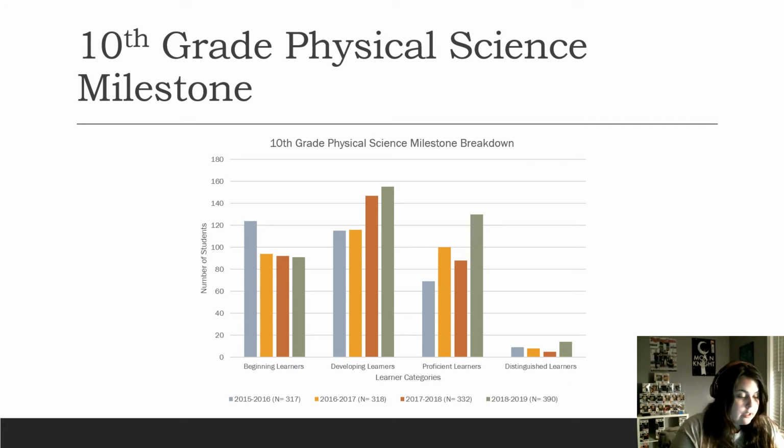We've had a decrease in beginning learners, which is a good thing. That means that they're moving on to other categories, which is what we want. We've had an increase in developing learners. We had a significant increase between the third and fourth years for our proficient learners, but then the distinguished learners is a bit of a problem here. It's a very small amount, and there's not been a significant amount of increase there.